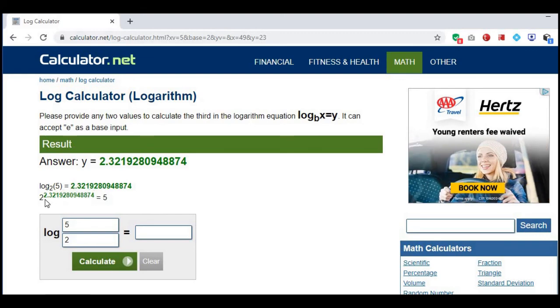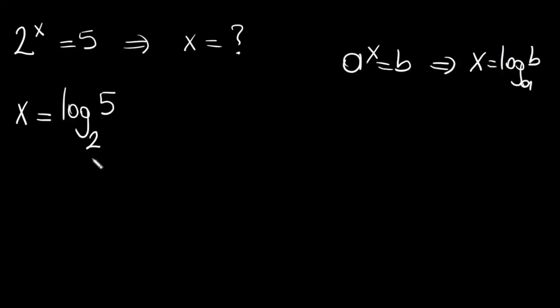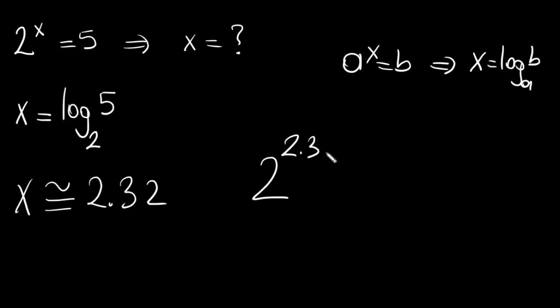And also you can see that 2 to the power of 2.321928, whatever that number is, 2 to the power of log base 2 of 5 is equal to 5. So let's write only 2 decimal places after the decimal point. 2.32. So x is approximately 2.32. That means 2 to the power of 2.32 is approximately 5.